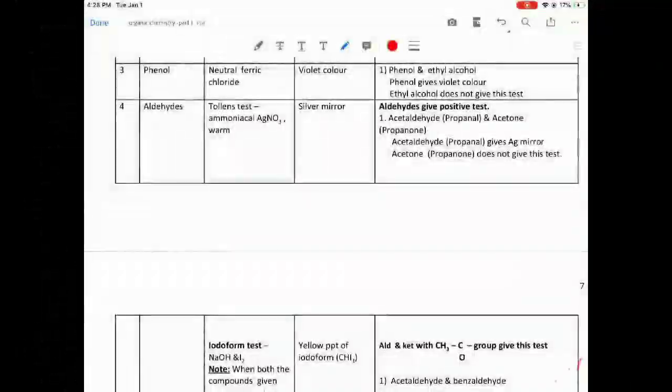For the distinguishing test of phenol, we should use neutral FeCl3. This gives a violet color. And this test is given only by phenol and not by any other compound. An example of compounds that could be distinguished by this is phenol and ethyl alcohol. Phenol will give a violet color, but ethyl alcohol does not give this test.